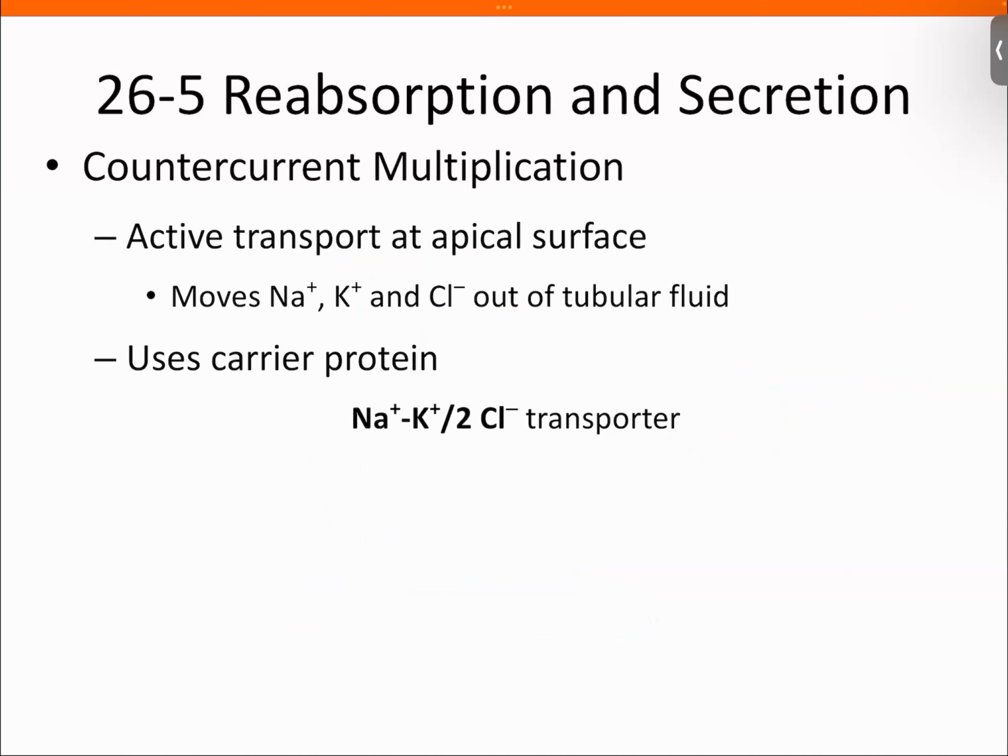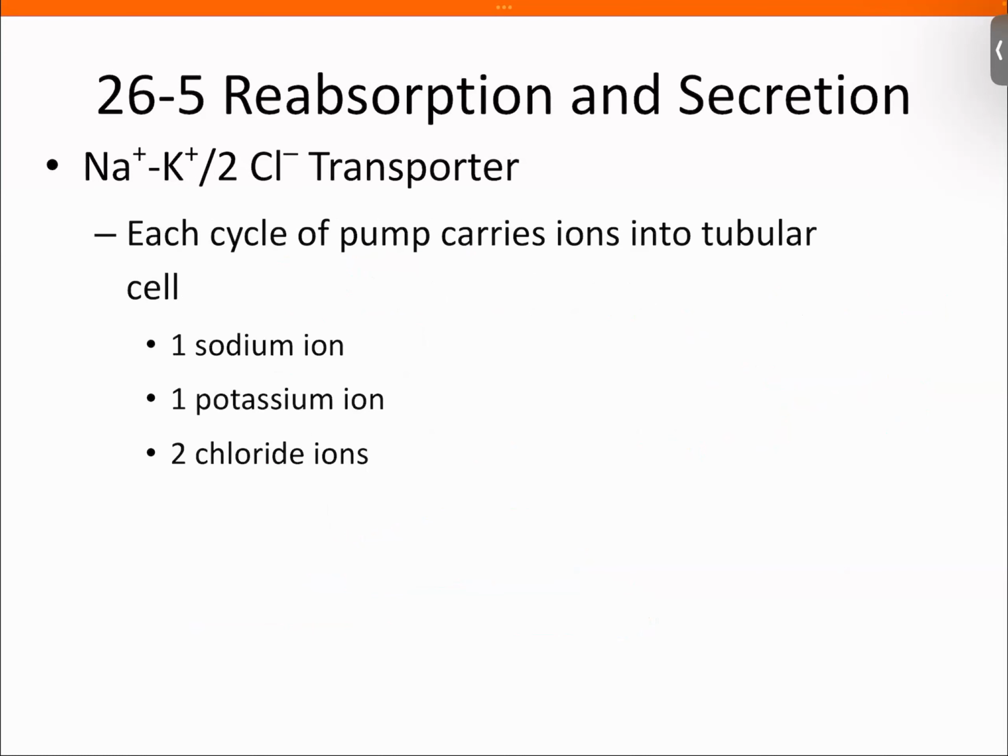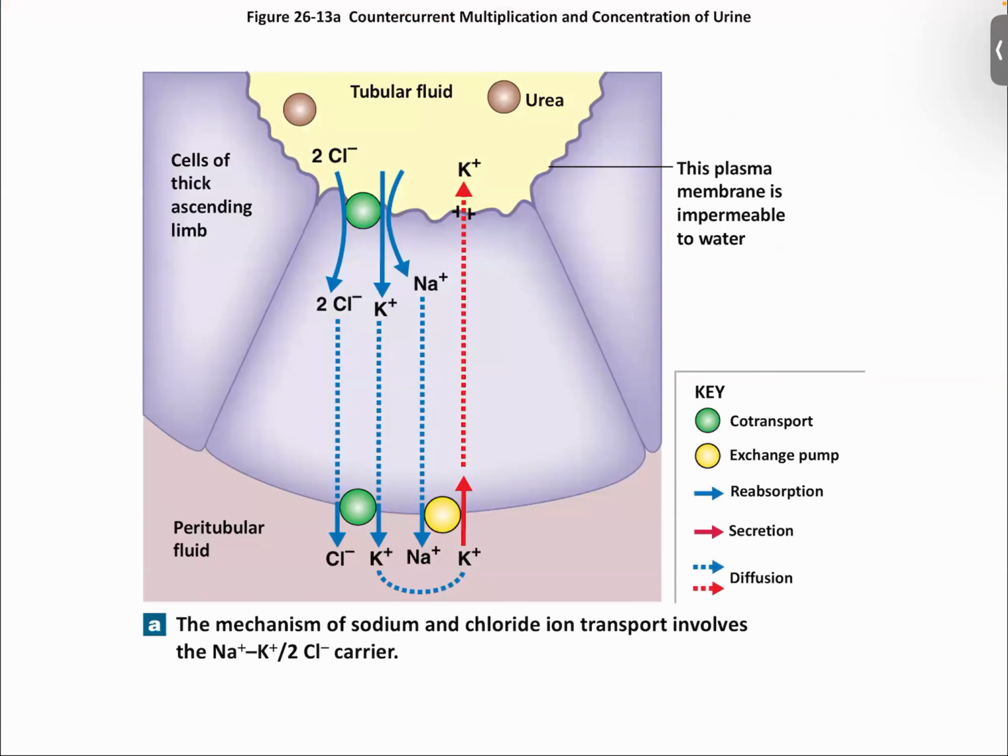So this is just review from A&P 1 in general bio, if you took it. This is our sodium, potassium, and chloride transporter, and I toss chloride in it, it's a different one than the sodium potassium pump. It's going to be moving sodium and potassium, but also chloride out of the tubular fluid. So essentially it transports 1 sodium ion, 1 potassium ion, and 2 chloride ions in the same direction. So this is kind of what it looks like.